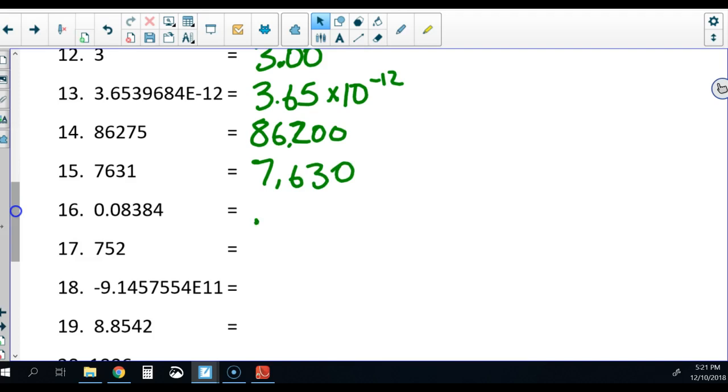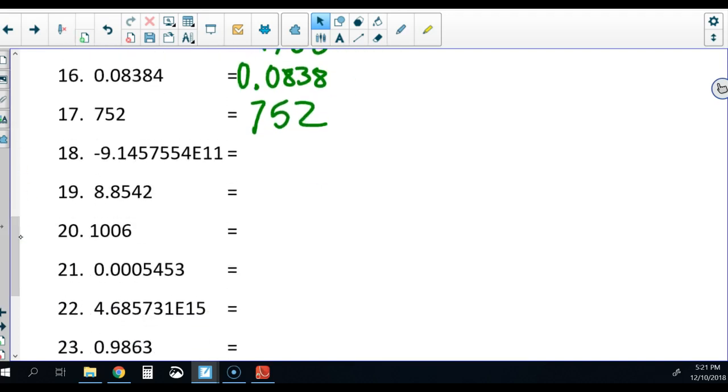15. Point. Now remember, you can put the leading zero out there before your decimal point. A lot of times I don't, out of habit. 0.0838. 17, 752. There's an easy one. 18, negative 9. I'll write it with the E. 0.14 times 10 to the 11th power. Number 19, 8.85.